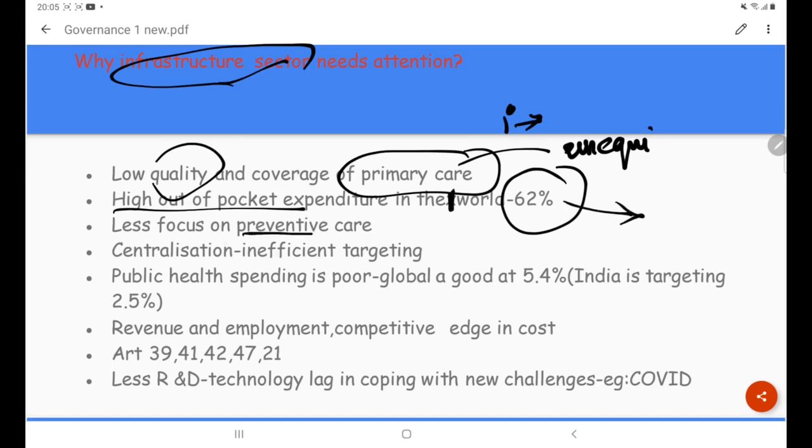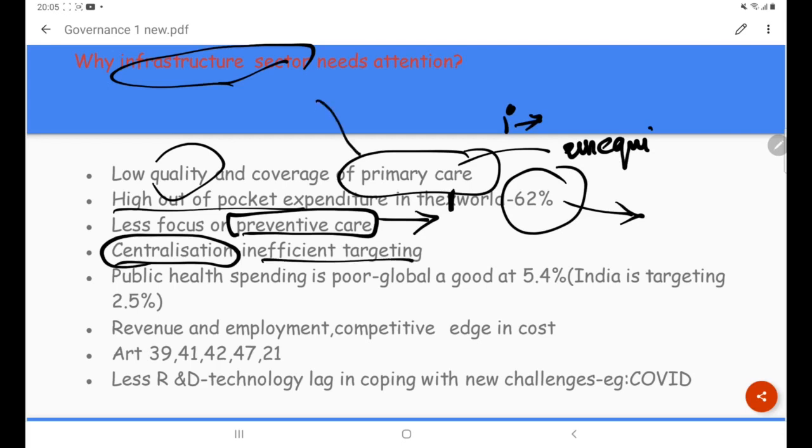Then we have less focus on preventive care. We are always concerned with post disease care, but preventive care is going to be more beneficial, that we have to look upon. Then there is this centralization tendency and inefficient targeting. See, India is a diverse country and many areas will have many types of health problems. So centralization is not going to work in the case of India. A decentralized approach is needed, so the specific problems can be targeted and efficient public service delivery of health can be achieved.